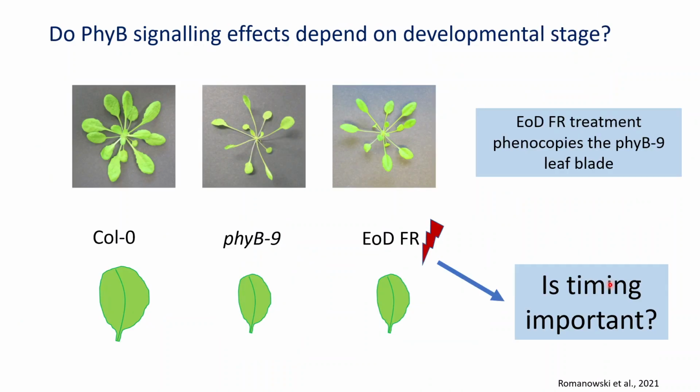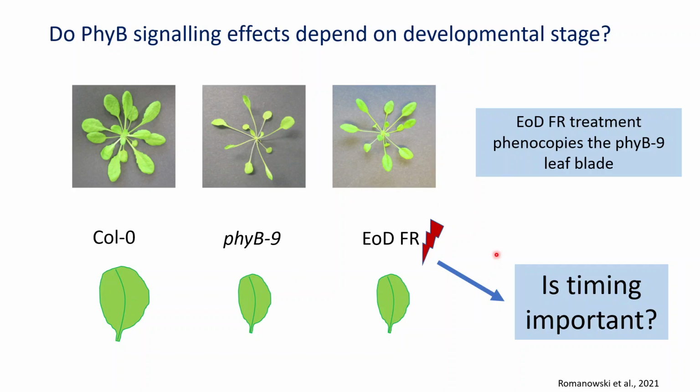However, if we use a phyB-9 mutant, we do not know if the timing of the Phytochrome B signaling is important throughout leaf 3 development. So in order to answer that question, we used a trick from the photobiologist playbook, which is to turn off Phytochrome B using end-of-day infrared. As you can see in both images over there, end-of-day infrared treatment does phenocopy the phyB-9 leaf blade.